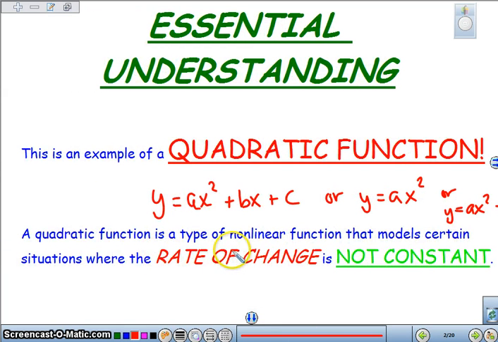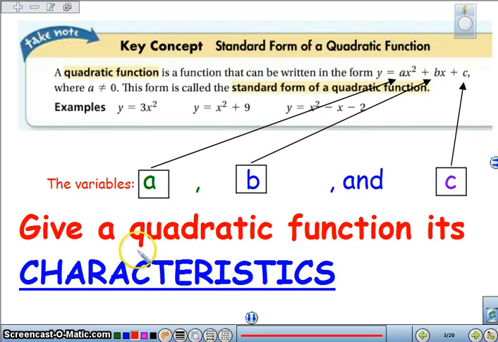A quadratic function of this type is a nonlinear function, and it has certain models. So it is the situation where the rate of change is not constant. Remember, linear is where our rate of change is constant. So when we look at our equations in a quadratic function, it is written in this form, ax squared plus bx plus c. The variables are a, b, and c. If you look at that, it says where a cannot be 0, because otherwise it would be linear.